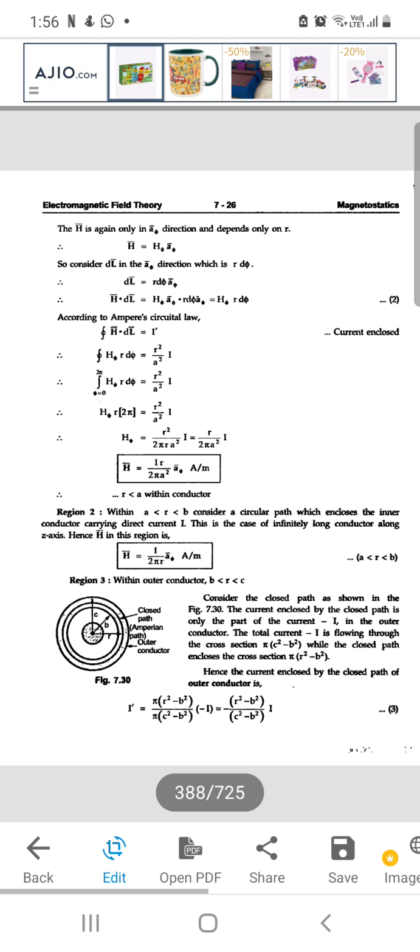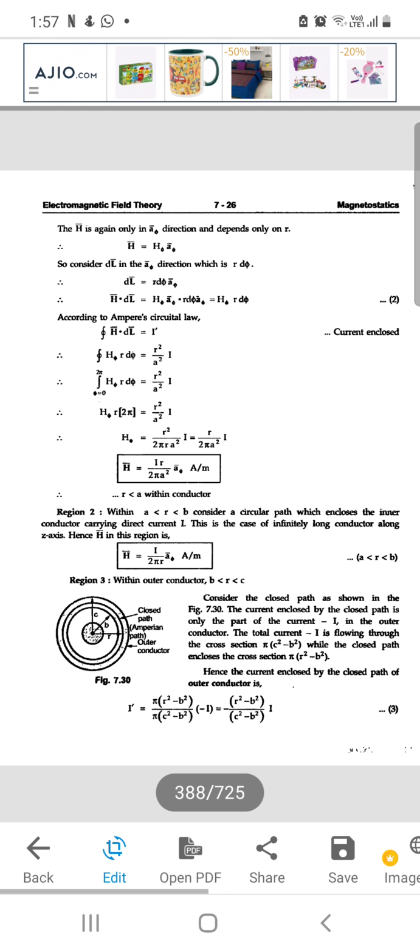The current enclosed by the closed path is only part of the current minus I. The outer conductor has current minus I. We discussed that earlier also. The total current minus I is flowing through the cross section pi into c square minus b square, while the closed path encloses the cross section pi into r square minus b square. Now, we already discussed that the portion of the current enclosed by the Amperian path is always taken as the ratio of the cross sections enclosed.